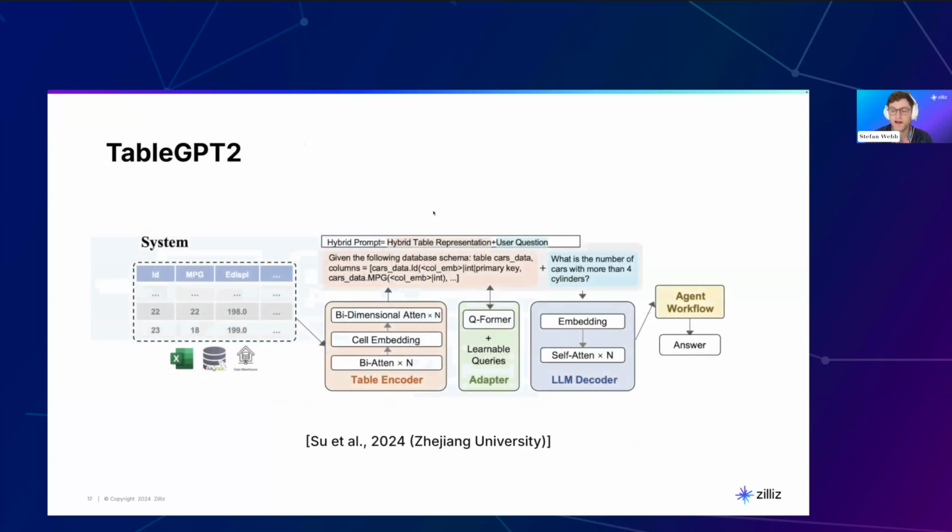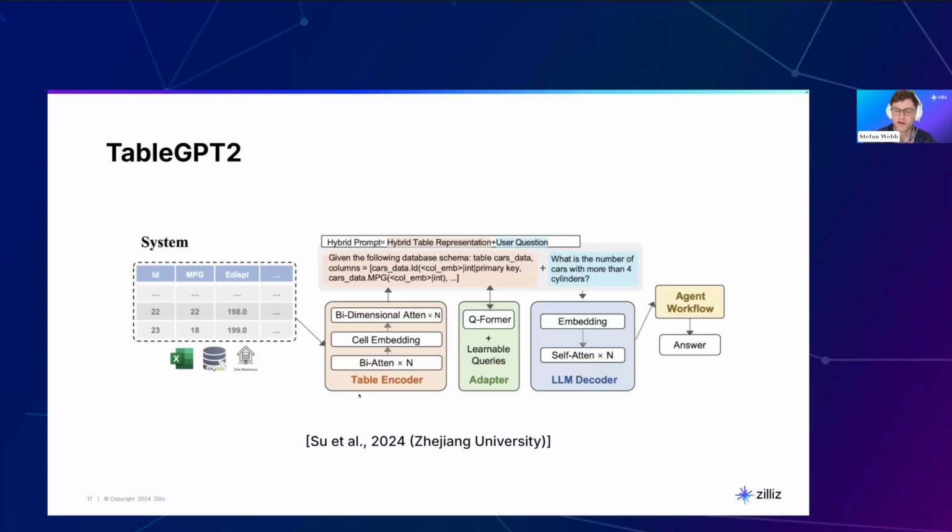The specific paper or implementation I'll be talking about today is a paper by some researchers at Zhejiang University from late last year, and it's called TableGPT-2. Here's from a high level what their model looks like. So let's look at the table encoder to begin with. It starts off on the right-hand side. You have your table that might be coming from an Excel spreadsheet, relational database, etc. It's just rows and columns. We then put that directly into our table encoder.